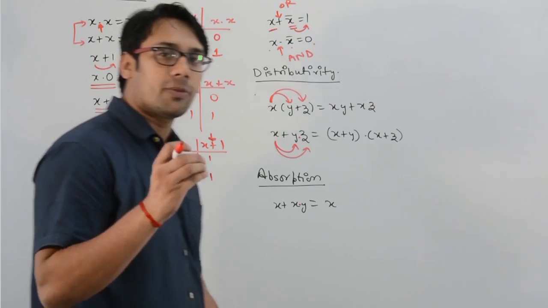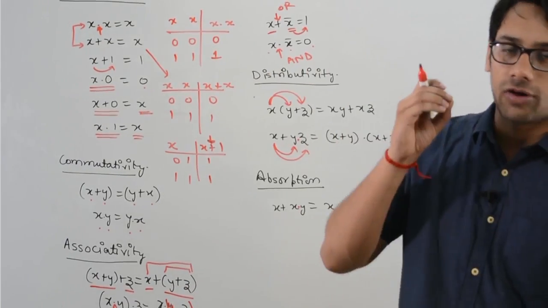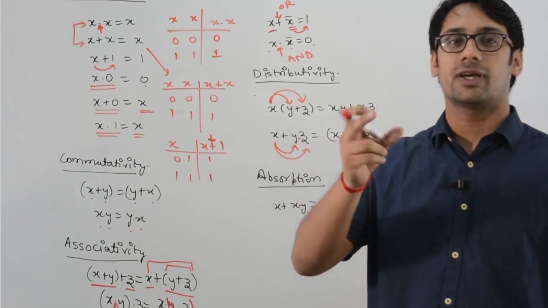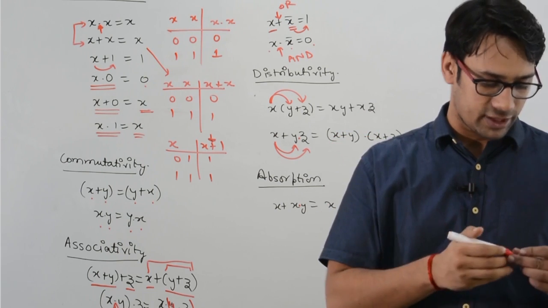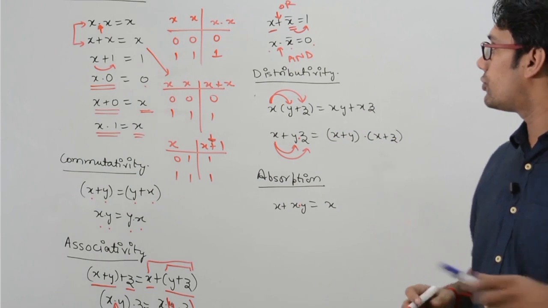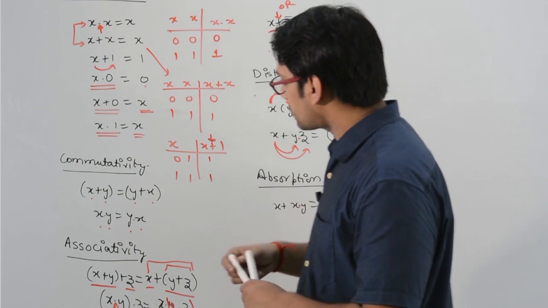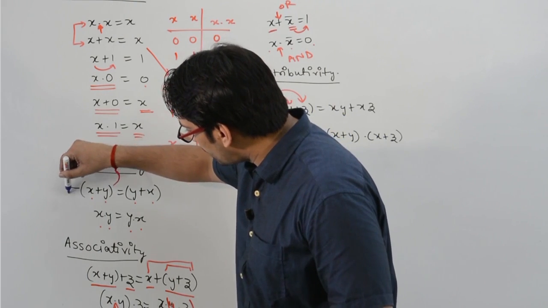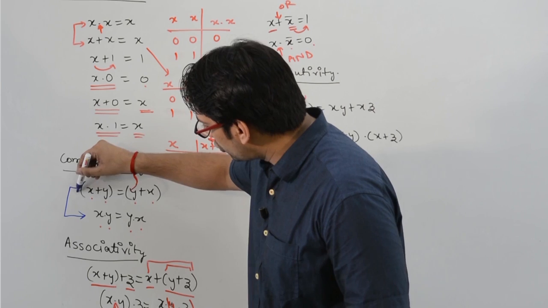Now if you see all these operations, you can see they always come in a dual form, or they always come in a pair. When I say they always come in a pair, you can imagine it this way. In the case of commutativity, we have two properties here.